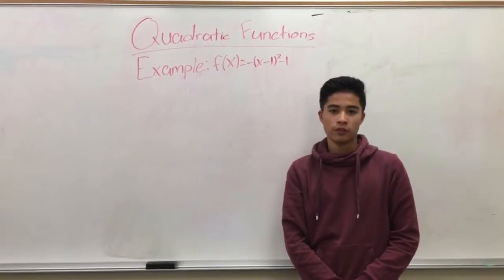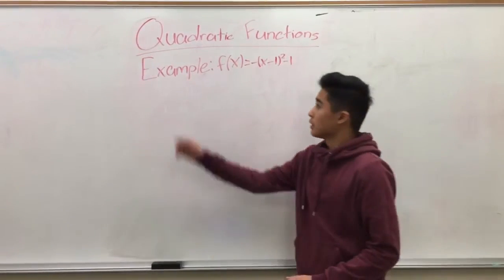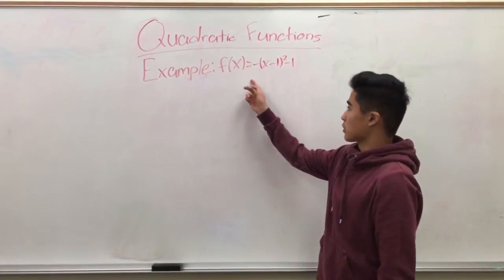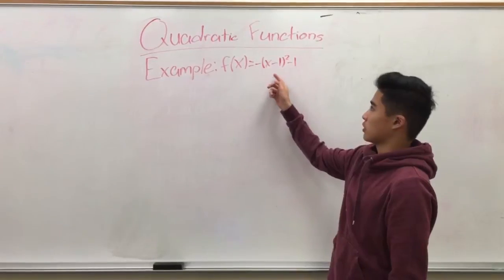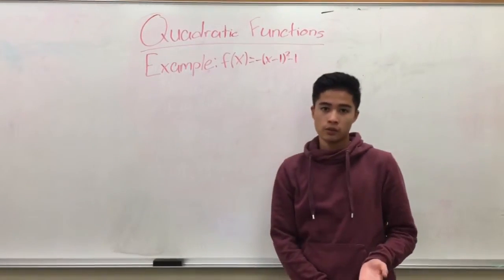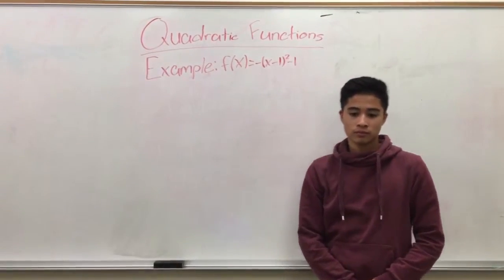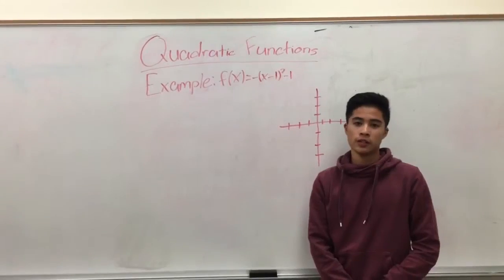So now that you know how the function transforms and shifts on a graph, let's show you an example. f of x equals negative (x minus 1) squared minus 1. And now you can pause the video and solve it for yourself. Okay, so now let's solve the problem.